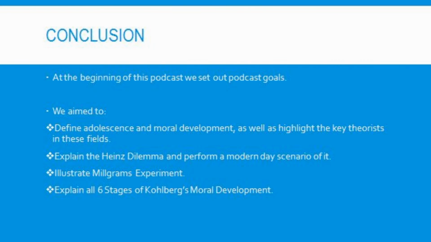At the beginning of this podcast, we set out our podcast goals. We aim to define adolescence and moral development, as well as highlight the key theorists involved in these fields. We aim to explain the Heinz dilemma and perform a modern-day scenario of it. We also aim to illustrate Milgram's experiment and to explain all 6 stages of Kohlberg's moral development.